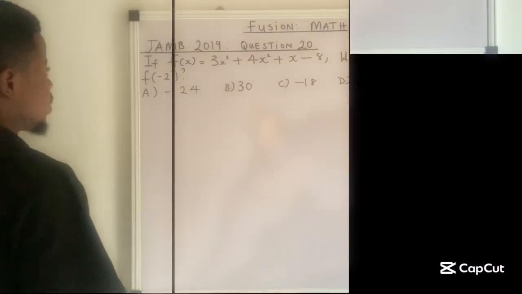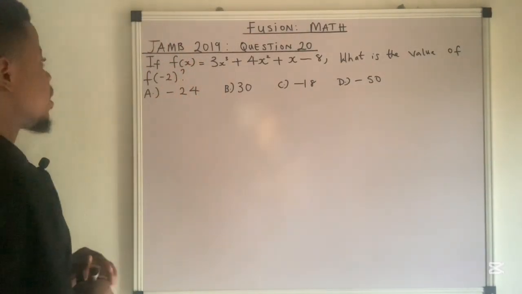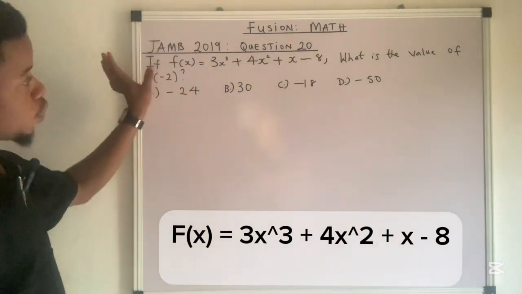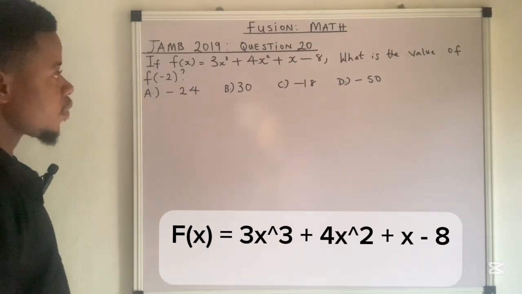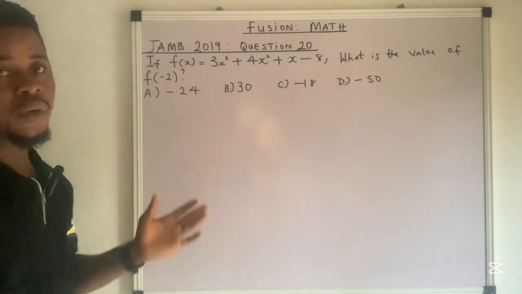We have a question on the board. This is from JAMB 2019, question 20. It says, if f of x is equal to 3x³ plus 4x² plus x minus 8, what is the value of f of minus 2? Now, it's not that difficult.